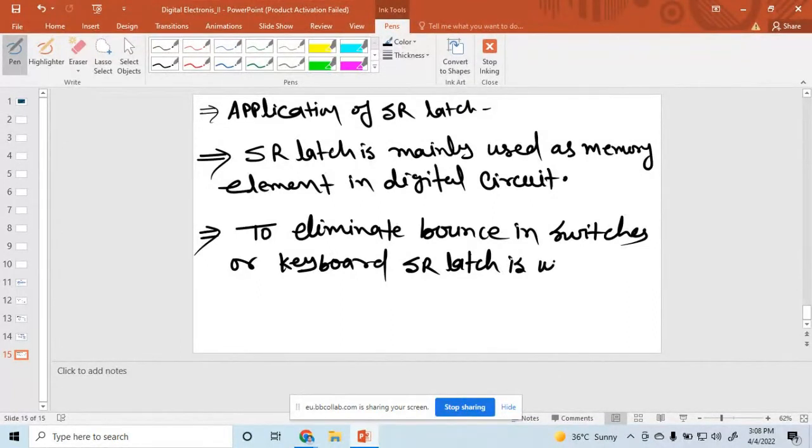SR latch is used. So up to this point, anyone have any doubts, any query? Yes or no? Is that clear or anyone have any doubts, any query? Everyone give your response.